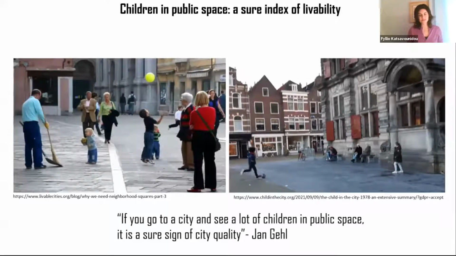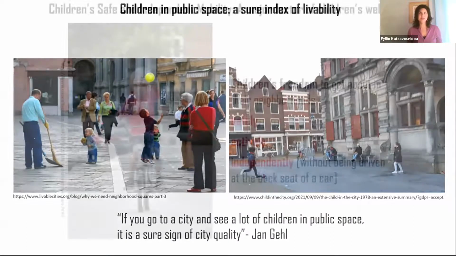You heard the title from Maria. It has to do with safe routes to school. It has to do with children and mobility. But I would like to start with what we know already. We know from experience that the presence of children using the city, its streets and public spaces, is a sure sign of quality. It's a definitive index of how livable, how human-centered a city is.